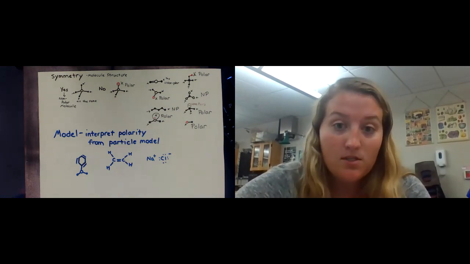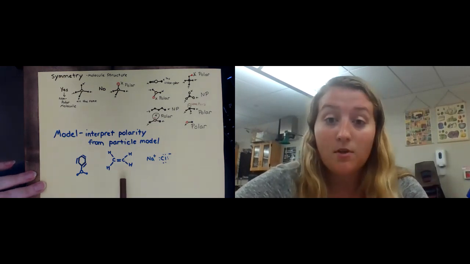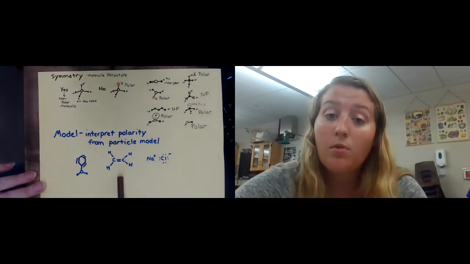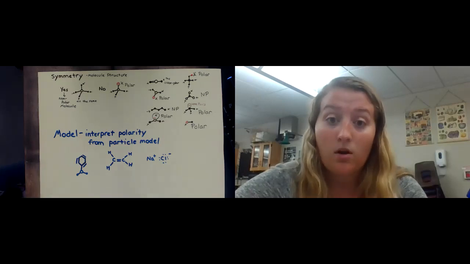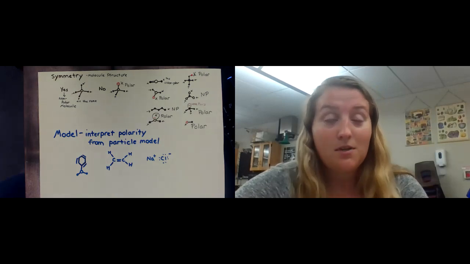So take a look at these 3 examples that we have here. Pause the video and try to identify them yourself. Are they polar covalent? Are they nonpolar covalent? Are they ionic? What are they? All right, so pause the video and we'll go over them. Okay, we're done with that.